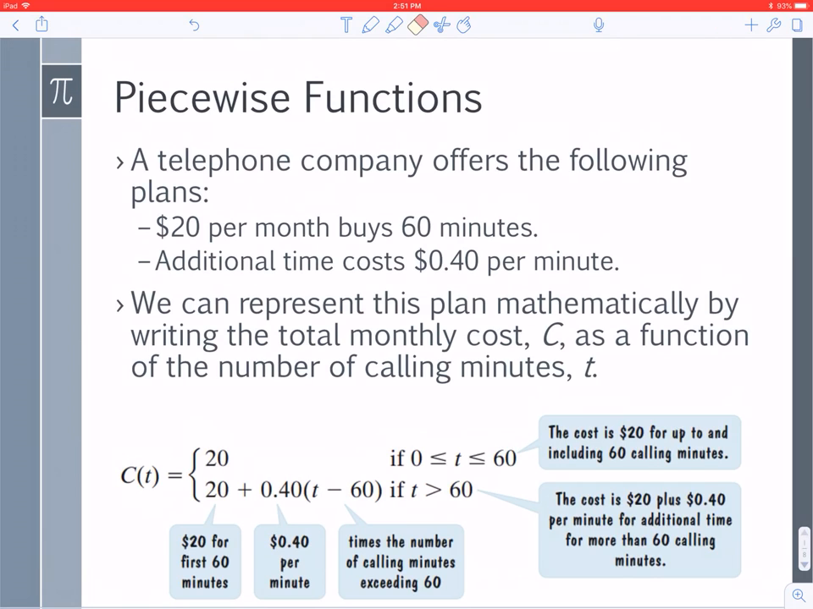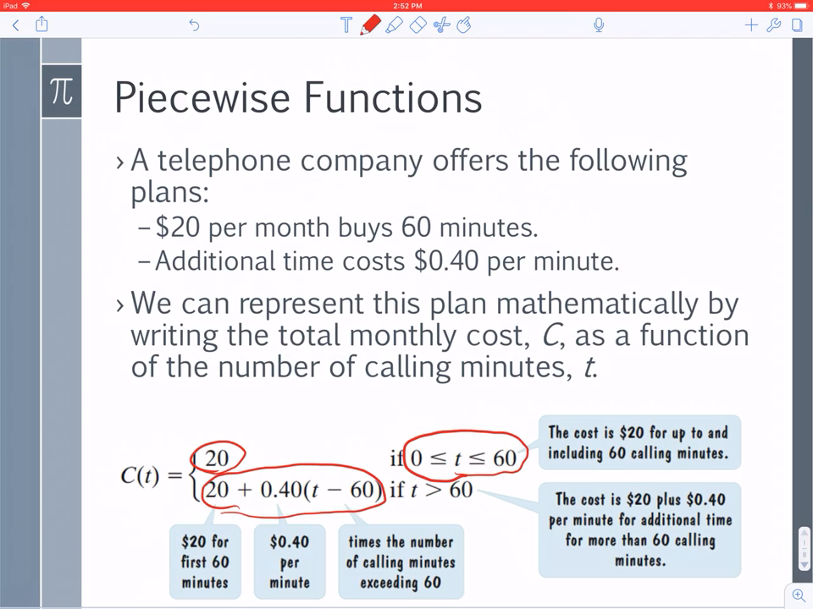So if we use anywhere between 0 and 60 minutes on our telephone plan, we're going to get charged a flat rate of $20. But the minute we go over 60 minutes, then we're going to get charged using this equation. For example, let's say I use 61 minutes. So for that additional minute, I'm going to get charged 40 cents plus the flat rate of $20. So if I use 61 minutes, I'm going to get charged $20.40.